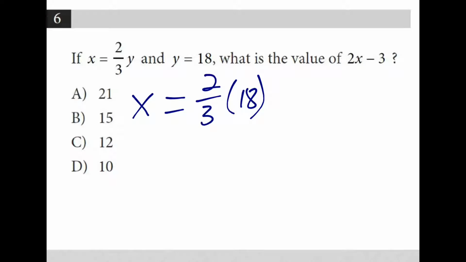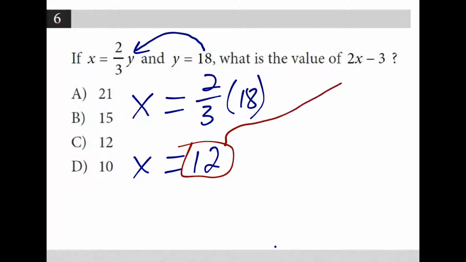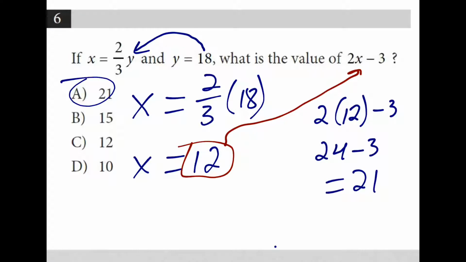For the last one, first thing I do is I'm going to substitute y for what it's equal to. And multiplying by a fraction means 18 times 2 divided by 3. So x is equal to 12. Then I'm going to take this value and plug it into my second equation. This gives me 2 times 12 minus 3, or 21.